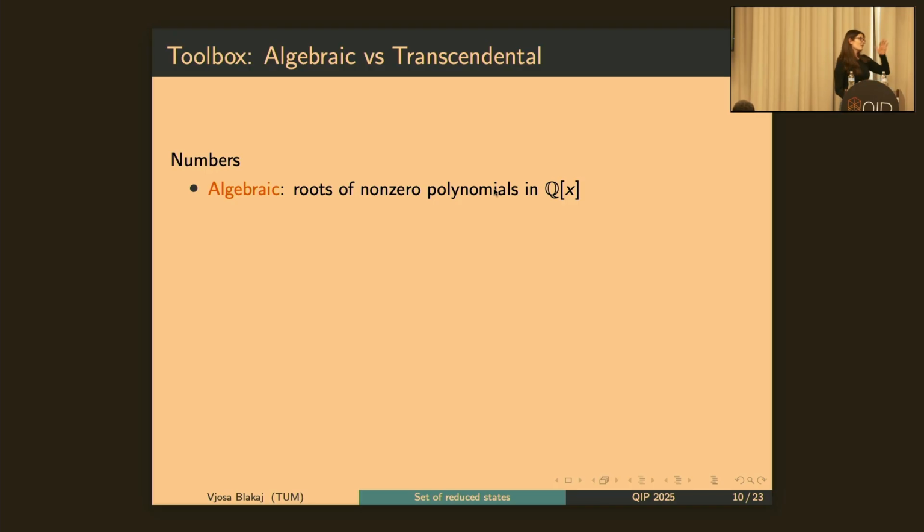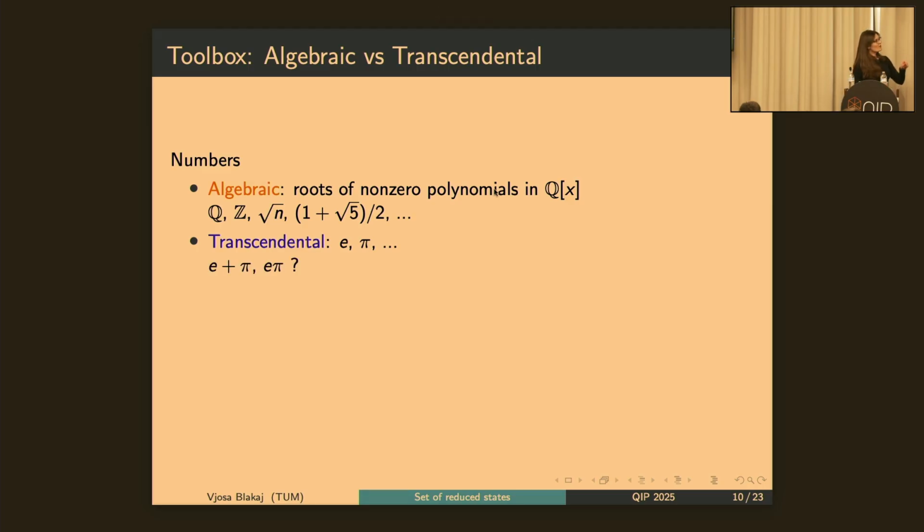I think all of us know what an algebraic number is. So all the numbers which are roots of non-zero polynomials with rational coefficients, we will call algebraic. And typical examples are the set of rationals, integers, the golden ratio, and many more. And if a number cannot be written as a root of some non-zero polynomial with rational coefficients, then the number is called transcendental. And almost all complex numbers are actually transcendental. Here I just wrote the two most famous examples, e and pi.